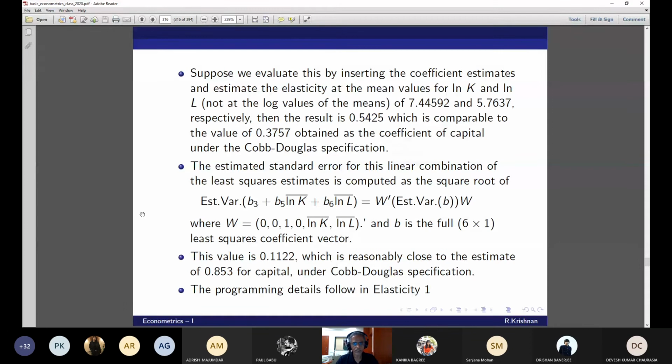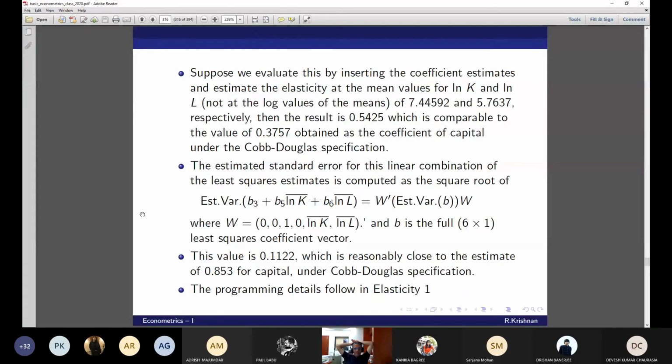Now suppose we calculate this by inserting the coefficient estimates and estimate the elasticity at the mean values of log k and log L, not at the log values of the means, 7.44592 and 5.7637 respectively. Then the result is 0.5425, which is comparable to the value of 0.3757 obtained as the coefficient of capital under the Cobb-Douglas specification. It is not comparable. I don't know why this is comparable.